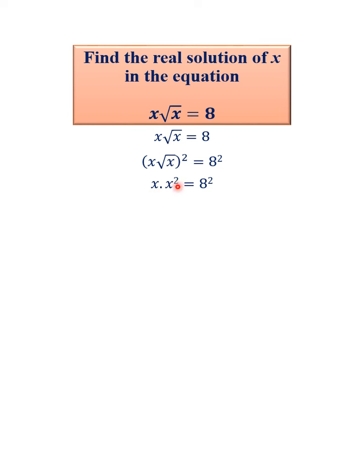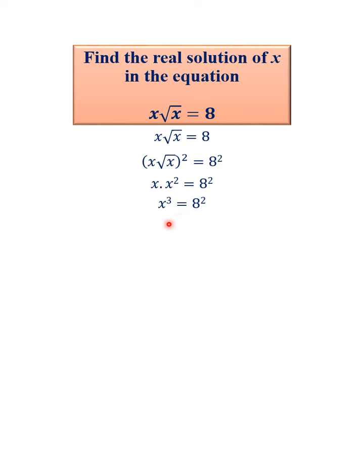x times x squared will give us x cubed because the bases are the same and the power of x here is 1. So if we add the power, that is 3. So x times x squared gives us x raised to power 3 equals 8 squared. So this is what we have now.